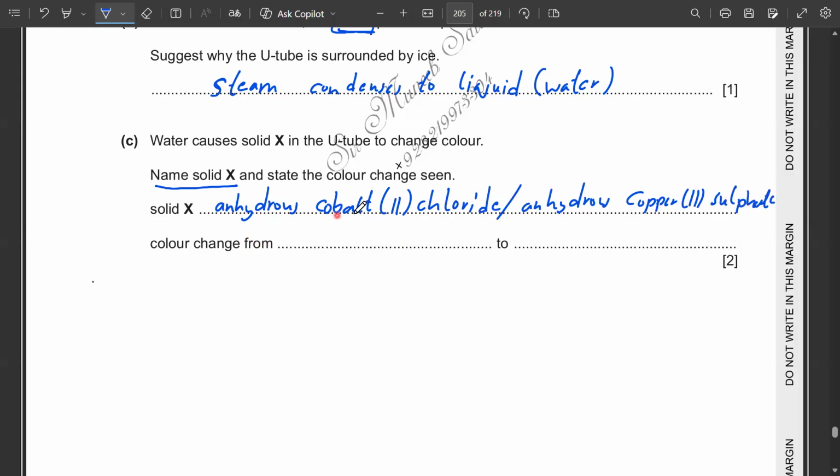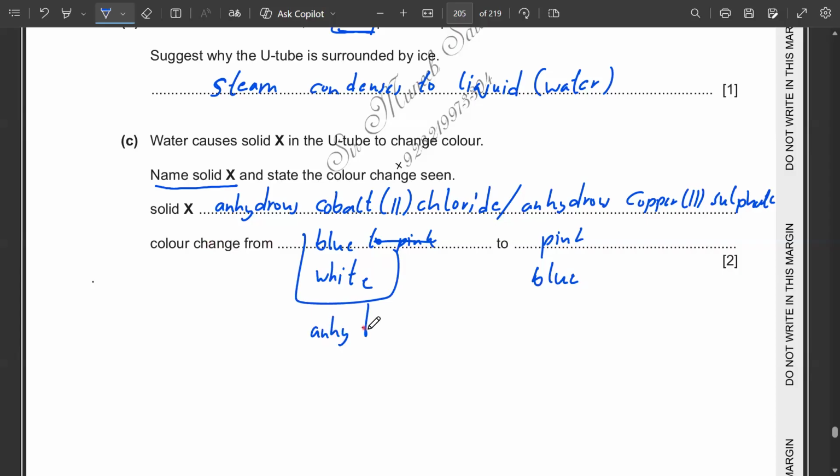Now, if it is a cobalt chloride, the color changes from blue to pink, and for the copper sulfate, it is from white to blue. These colors belong to the anhydrous state, and these belong to the hydrated state of these named compounds.